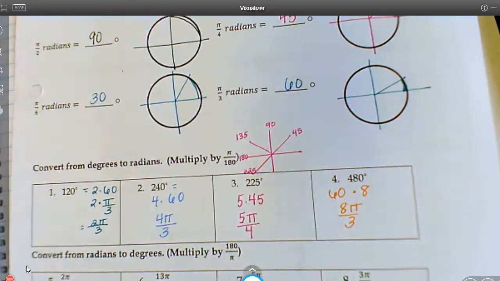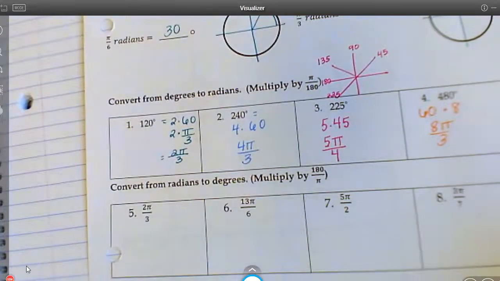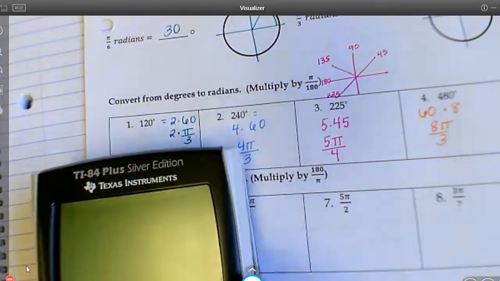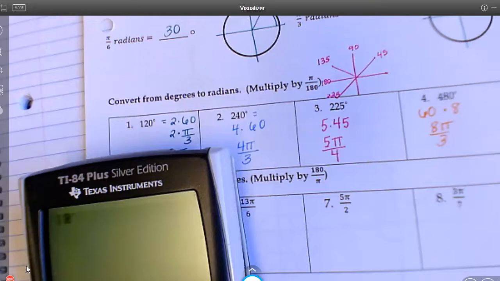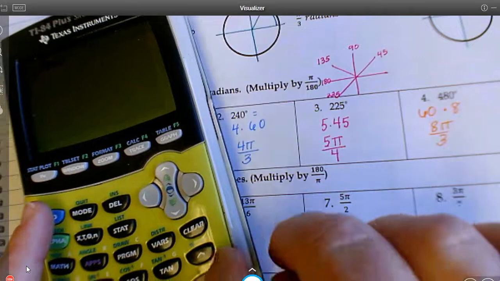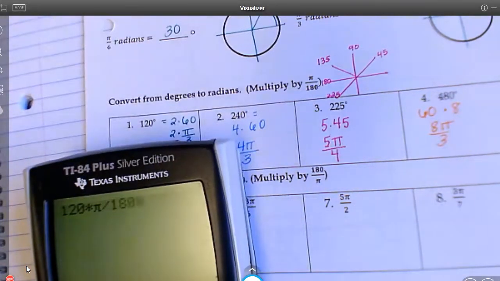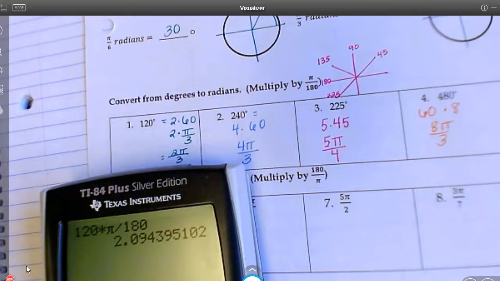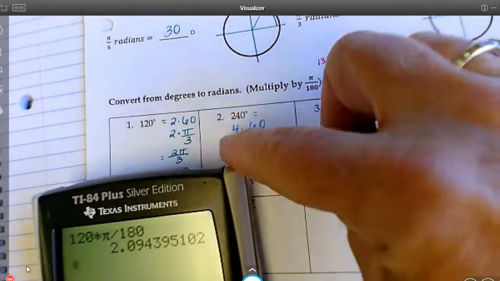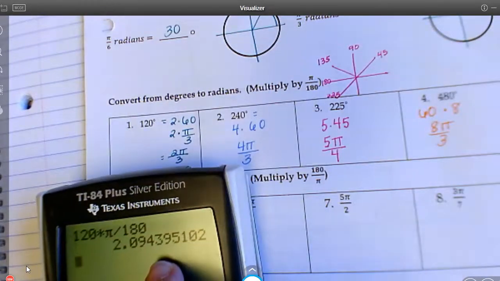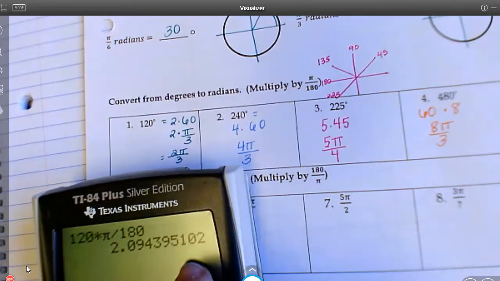Okay? Let me show you what that means as far as what I think that would mean in the calculator, because I'm going to show you in just a second, it's not always just special ones. So like if I had 120 and I wanted to multiply by pi over 180, pi is here where the little up button is. Notice that that answer is a really strange answer. Now, if I put in 2 pi over 3, I'm going to get that answer. But that's not how we need to write it. We need to write it with the pi's, with the radians.